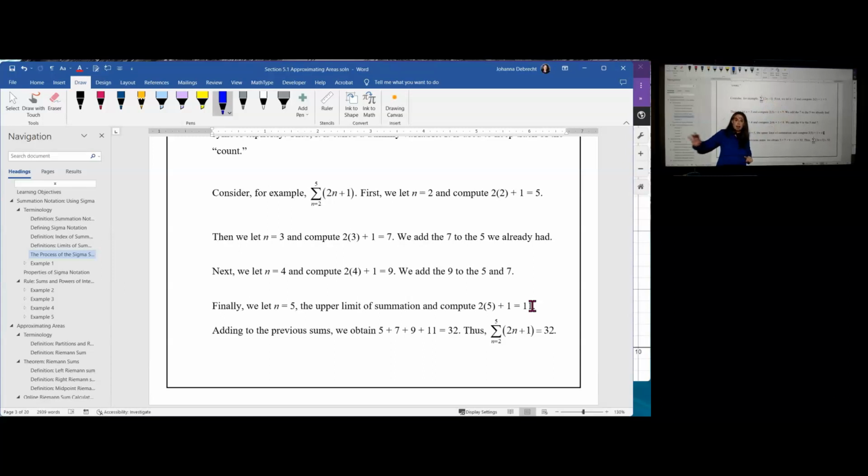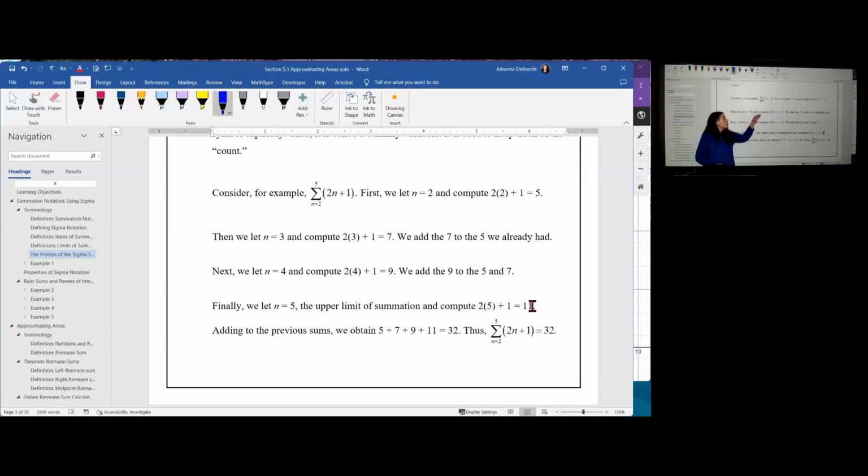We set the 5 aside and we iterate once, meaning now increase the index by 1 to 3. We let n be 3 and recompute the summand, this time obtaining 7, which we add to the 5 we got the first time. Then we iterate again. Next time, we allow n to be 4, substitute it in the summand to get 9, and add the 9 to the 5 and 7 that we got on the first and second iteration.